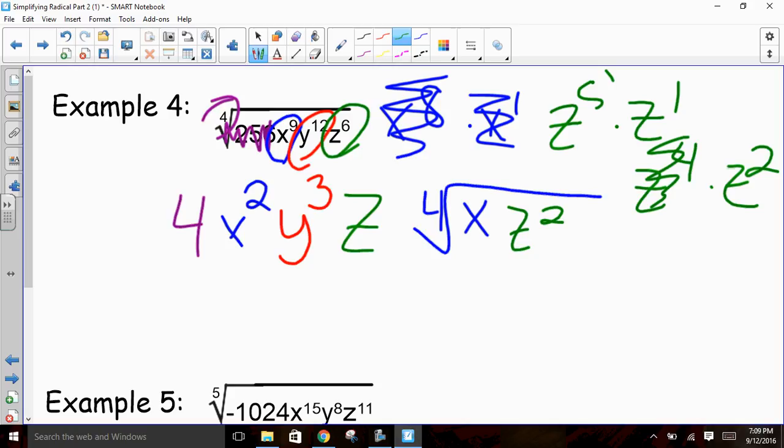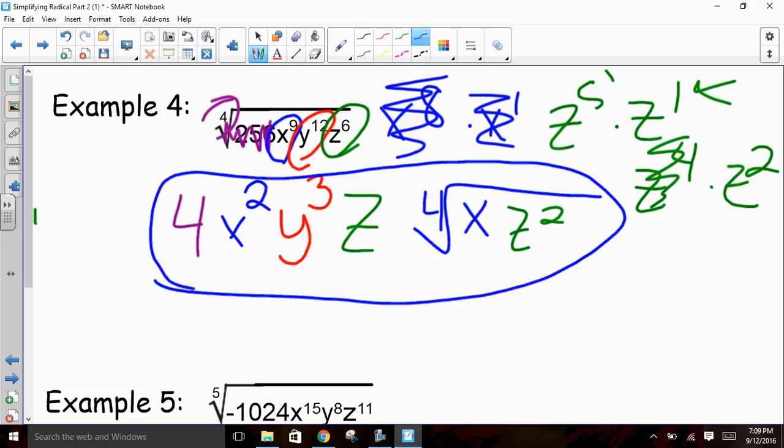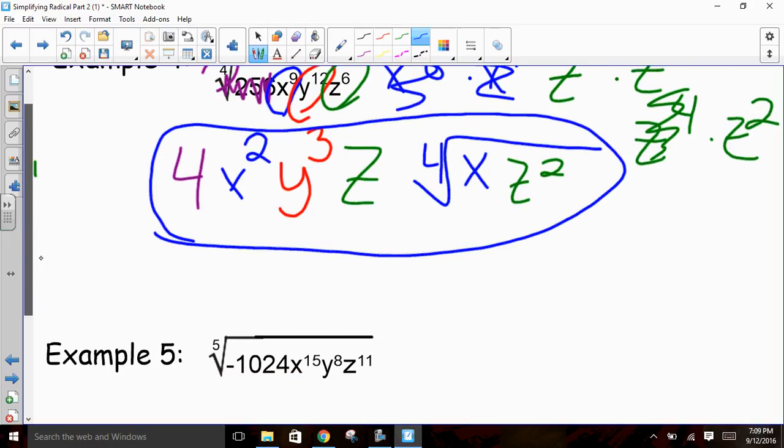Notice how when I dealt with my z's, I couldn't just reduce it by 1. Just reducing it by 1 did not get me to the closest factor of 4 that I wanted to get to. I had to reduce down another number in order to try it that way. So it's not always going to be nice, easy, oh, just subtract 1. Sometimes you have to subtract 2, 3, maybe even 4, depending on what exponent or what root you're looking for. So my final answer here is 4x squared y cubed z times the 4th root of x z squared.